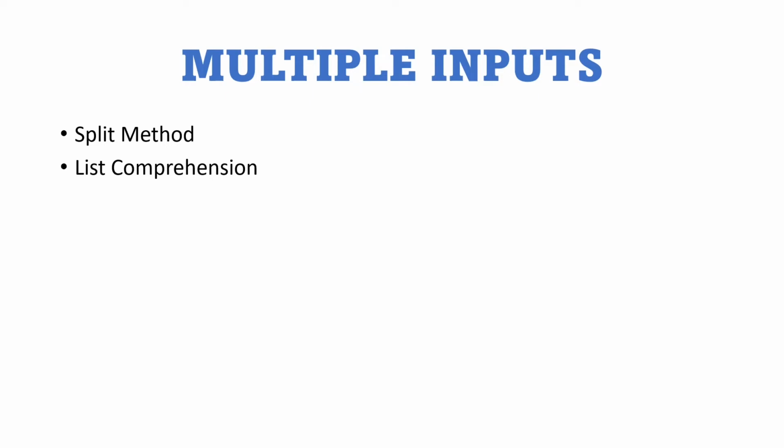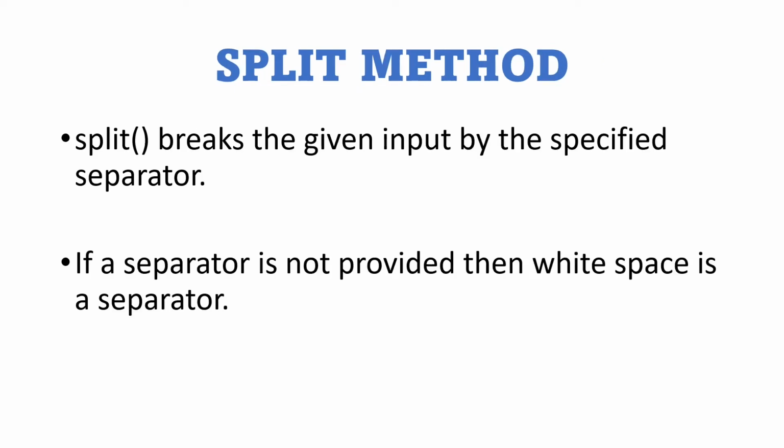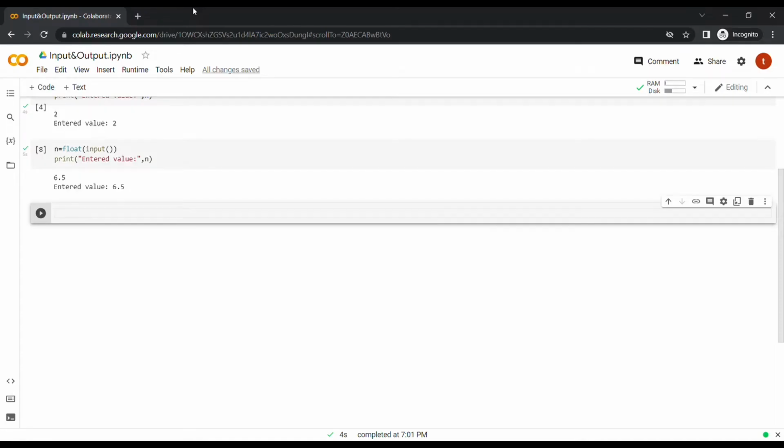Next, we'll be seeing about taking multiple inputs from user. For most cases, we need to get multiple inputs in single line. In other languages, it's possible in usual input methods but not in Python. In Python, we use split method or list comprehension method for taking multiple inputs in one line. What is split method? Split breaks the given input by the specified separator. If a separator is not provided, then white space is the separator.